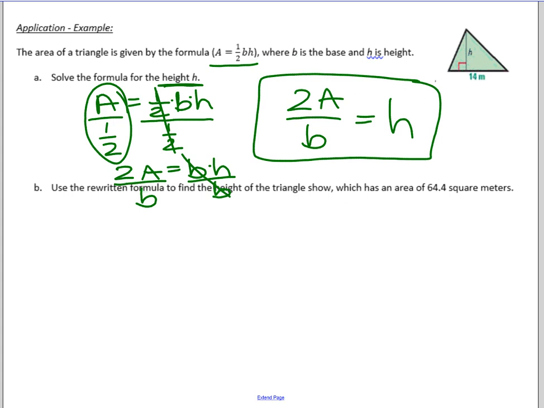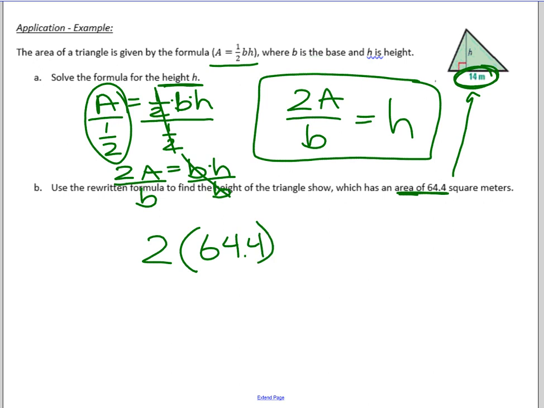Now in part B, I want to use the rewritten formula to find the height of the triangle shown, which has an area of 64.4 square meters. And the triangle shown, I told you that the base is 14 meters, right? So I'm going to plug in the information that I'm given. 2 times the area, which is 64.4, divided by the base, which is 14, that should be equal to the height, right? So there's my formula. I just need to plug this all into your calculator. Plug it in, tell me what you get for h.